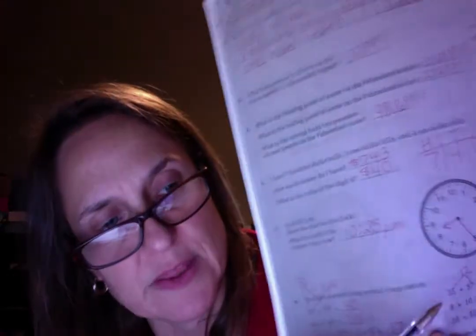35 plus 57. All right, 5 and 7 make 12. So that's the first thing we add together. If you can do it in your head, that's great. 30 and 50 make 80. So now I have to add 80 and 12, which make 92.